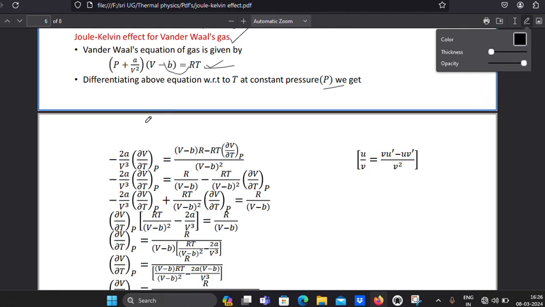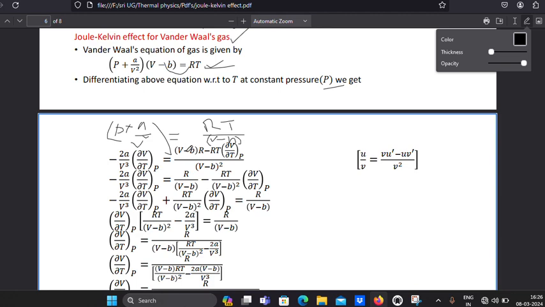Before doing it directly, first we have to bring this to the other side. First write (P + a/V²) = RT/(V − b). This is in the form of the u/v method. What is the u/v method? (v u′ − u v′)/v². So this is the v value and this is the total u value. So first write v² and write v as it is.